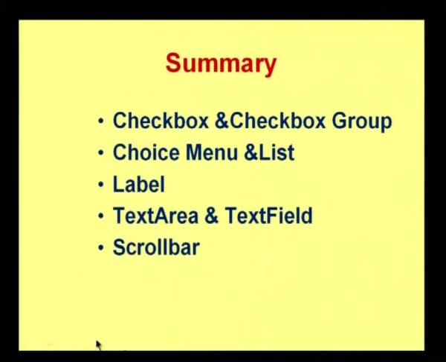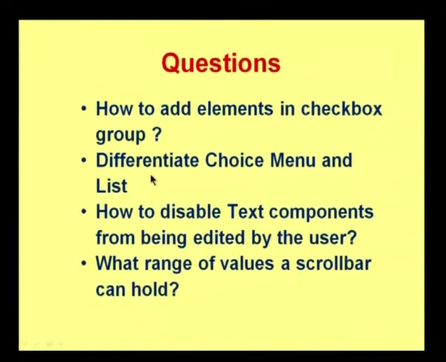As a summary, in today's session we have seen the AWT components: checkbox, checkbox group, choice menu, list, label, text area, text field and scroll bar. From this session you will be able to answer questions such as: how to add elements to a checkbox group, how to differentiate choice menu and list, how to disable text components from being edited by the user, and what range of values a scroll bar can hold.